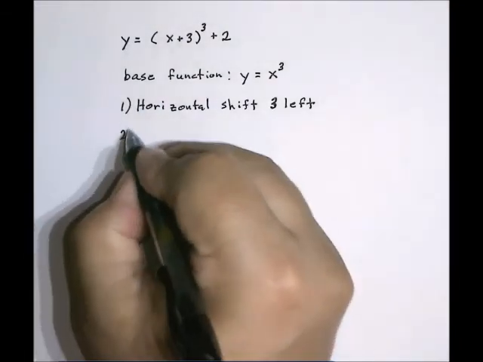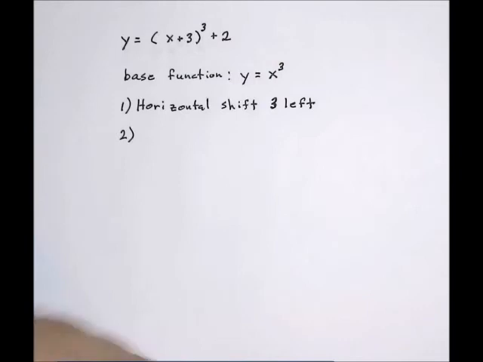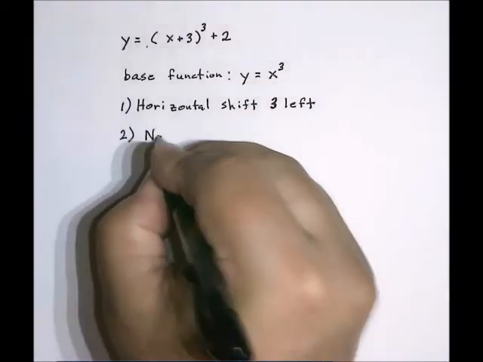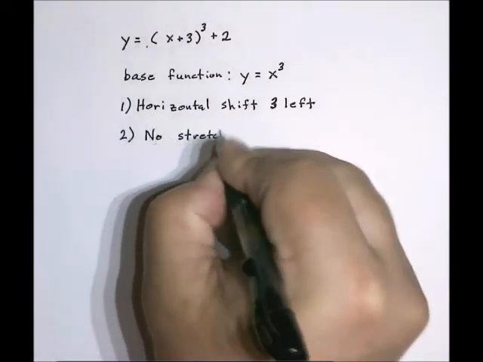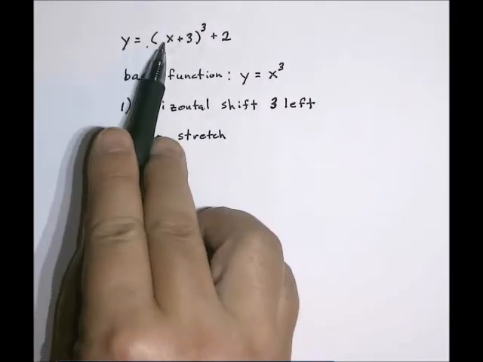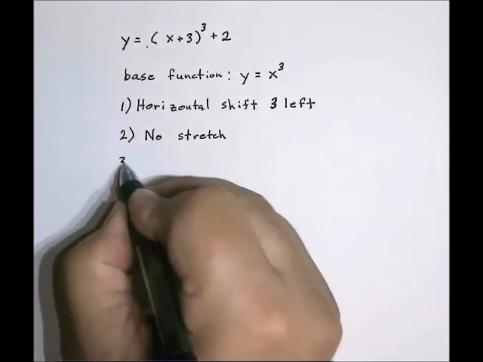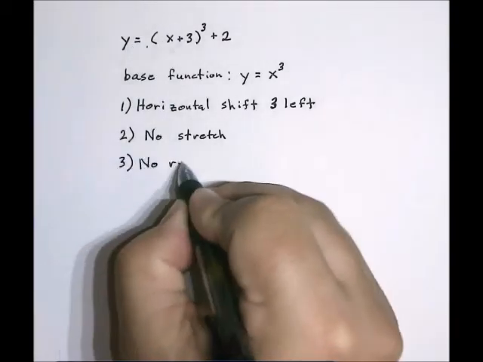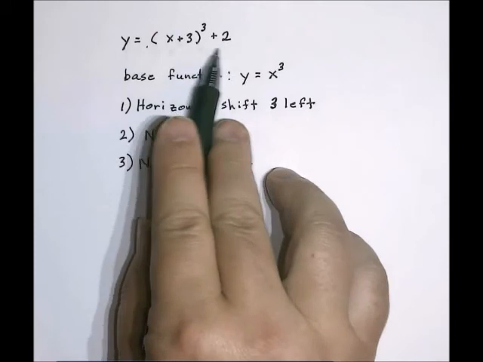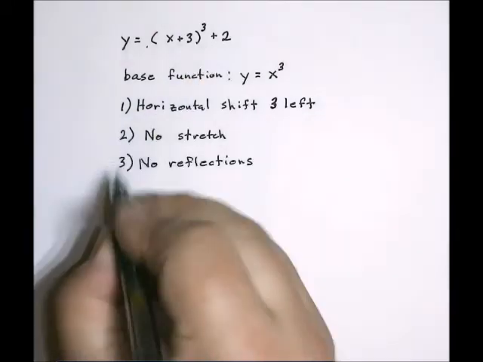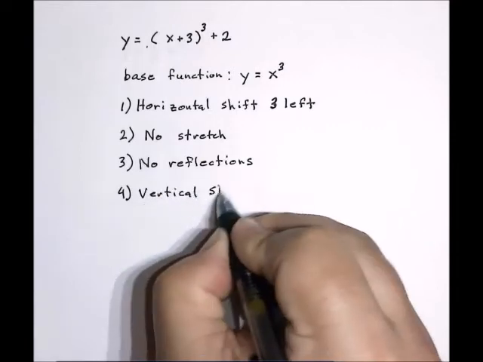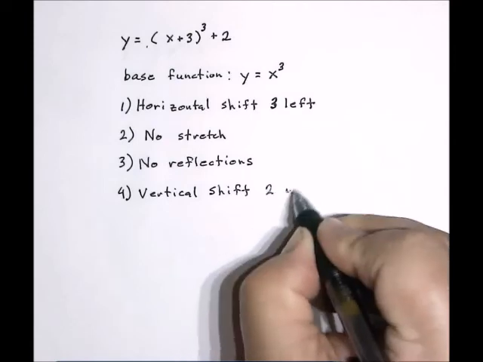Okay, next is the stretch, or the shrink. Now, there's no coefficient out in front of the function, so there is no stretch. Okay, reflections. There's no negative out here, and there's no negative here, so we don't have any reflections. And finally, we have a +2 out here. That's our vertical shift of 2 up.